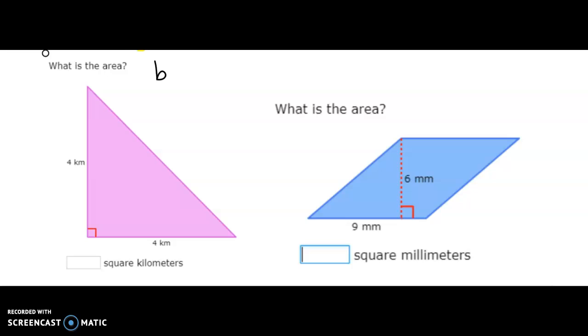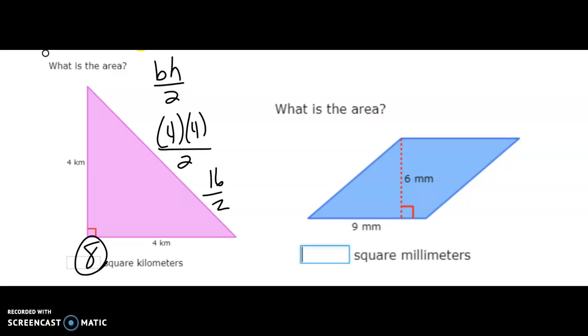So the area is base times height divided by 2. The base is 4, the height is 4. We divide by 2, so 16 divided by 2 is 8. Now the reason I know it's base and height is because the right angle makes the base and height. Just like this, the height is not ever going to be the leaning side.